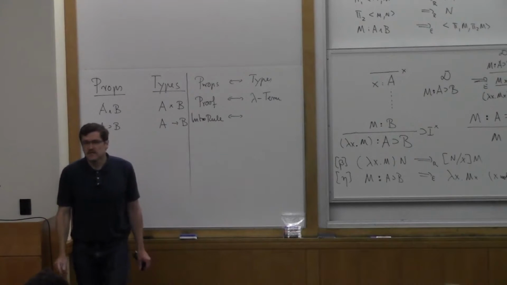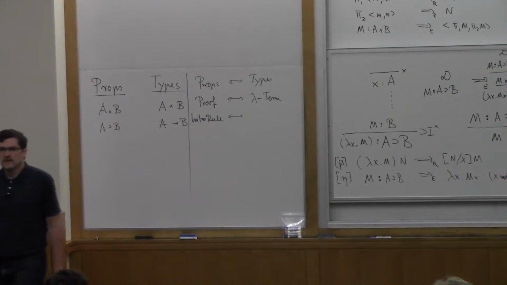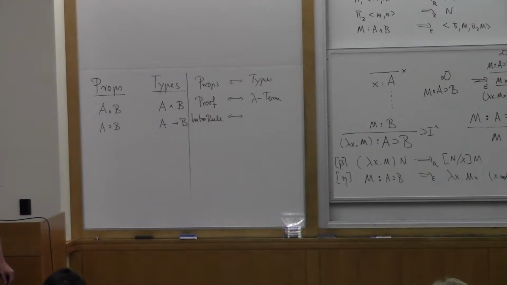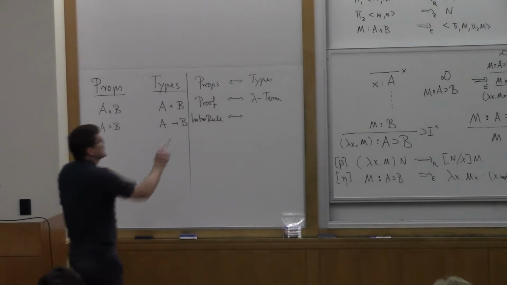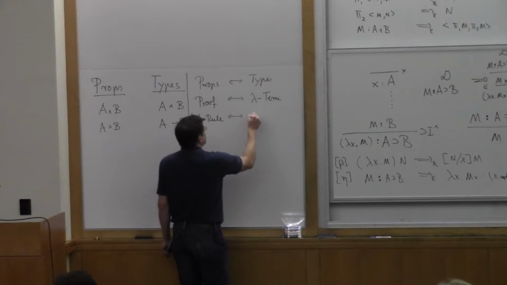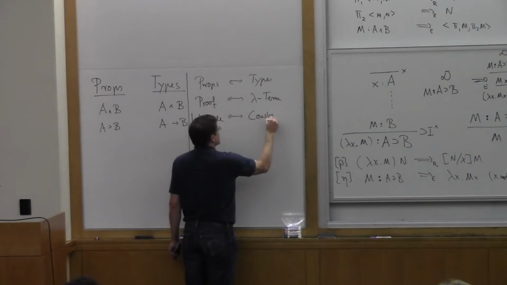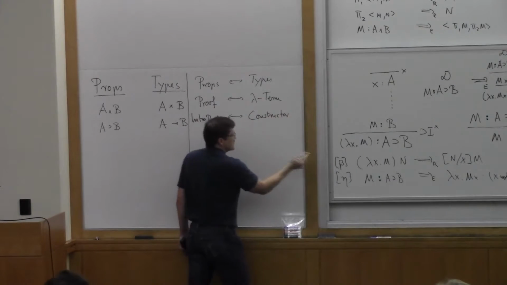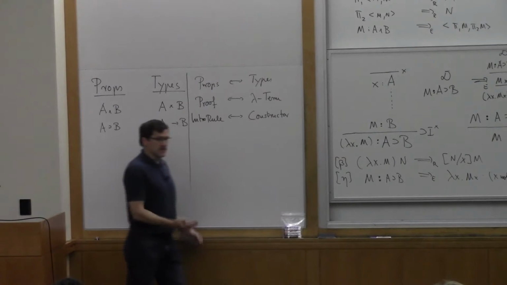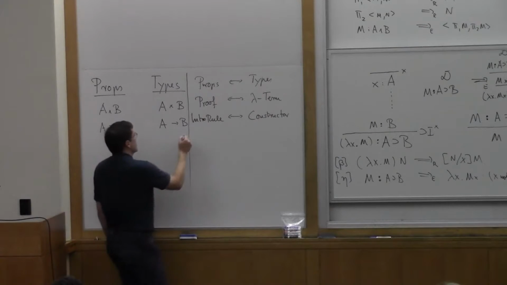What does an introduction rule correspond to? A constructor, right? Because you construct, for example, a pair. So an introduction rule corresponds to a constructor. Or here you construct a function, okay, out of the pieces. So an intro rule is a constructor.